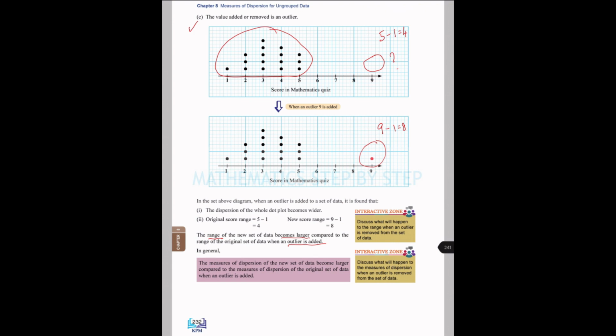So what is the conclusion that we can make? The measure of dispersion of the new set of data become larger compared to the measures of dispersion of the original set of data when an outlier is added, okay?